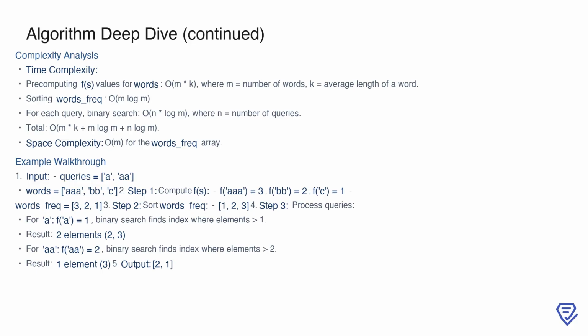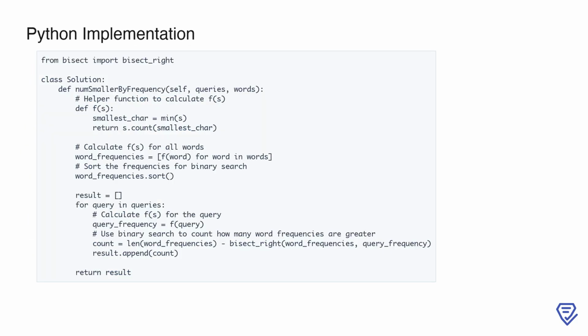To illustrate how the algorithm works, consider the example where queries equals ["AA"] and words equals ["AAA", "BBC"]. First, we compute f(s) for the words, resulting in words_frequency equals [3, 2, 1]. Sorting this array gives [1, 2, 3]. For the first query, f equals 1, and binary search identifies two elements, 2 and 3, as greater than 1. For the second query, f("AA") equals 2, and binary search identifies one element, 3, as greater than 2. Thus, the output is [2, 1]. This solution solves the problem using a combination of pre-processing and efficient search.